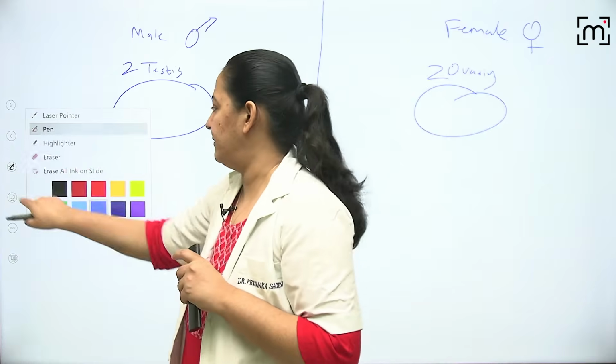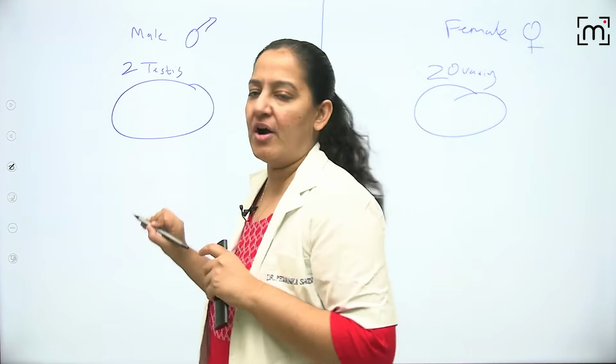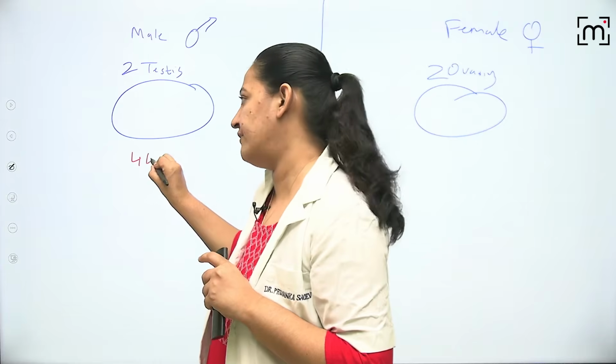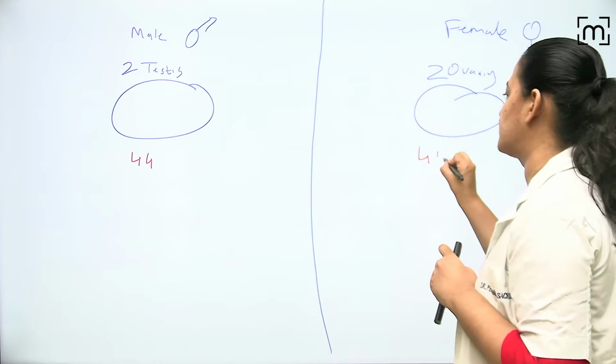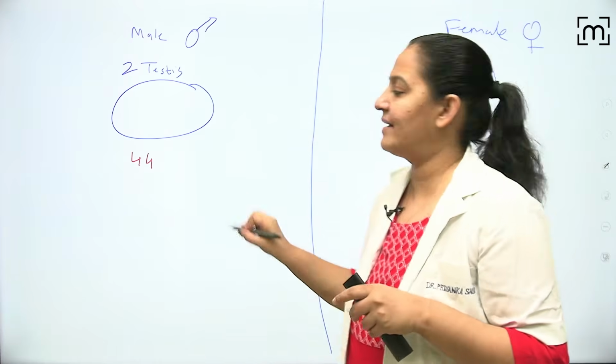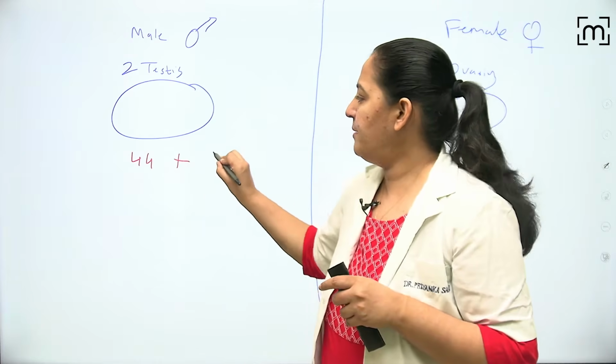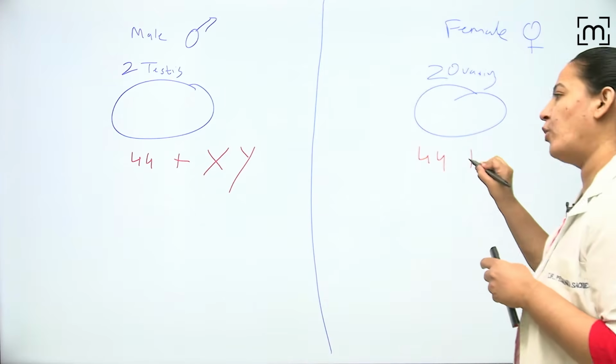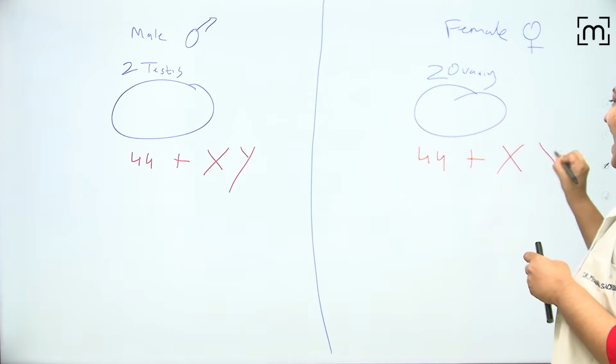Now in male, a total of 46 chromosomes are present. So what are the 46 chromosomes present in male? 44 are the same in male and also in female. The last 2 chromosomes, that is the last pair, is different. In male it is X, Y, and in female it is both XX.